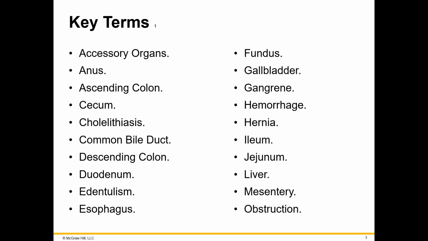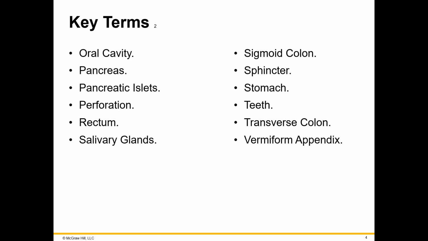Key terms for this chapter include accessory organs, anus, ascending colon, cecum, cholelithiasis, common bile duct, descending colon, duodenum, edentulism, esophagus, fundus, gallbladder, gangrene, hemorrhage, hernia, ileum, jejunum, liver, mesentery, obstruction, oral cavity, pancreas, pancreatic islets, perforation, rectum, salivary glands, sigmoid colon, sphincter, stomach, teeth, transverse colon, and vermiform appendix.